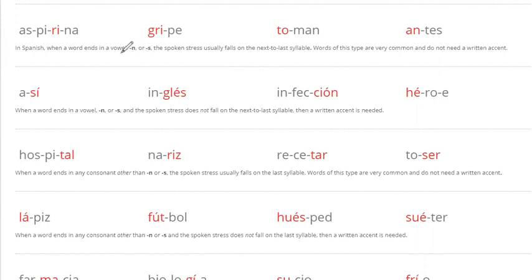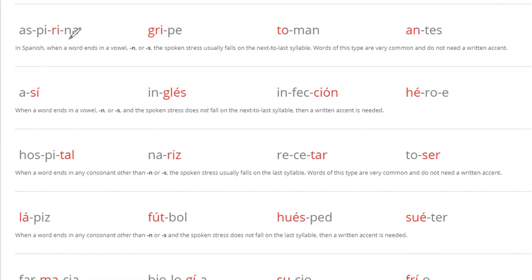Our rule is if a word ends in a vowel, N or S, then you don't write an accent mark if the stressed syllable is on the second to last syllable, because that's the rule. The second to last syllable is stressed when a word ends in a vowel, N or S. So if it follows the rules, no need for an accent mark. If it breaks the rules, then we write an accent mark.